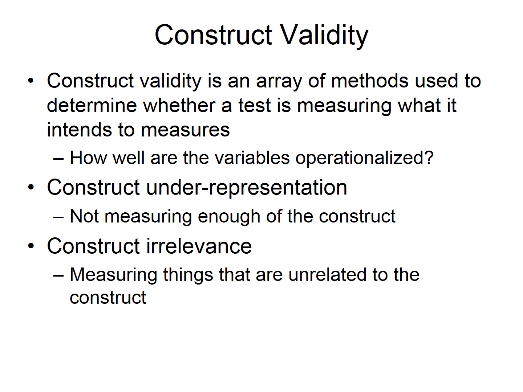So the first way we can look at validity, and this is more of a judgment call than a statistical call, is construct validity. Construct validity is an array of methods. It's a methodology, and it should be systematic. All science should be trying to come up with systematic methods to conduct itself. But it's a systematic array of methods used to determine whether a test is measuring what it intends to measure.